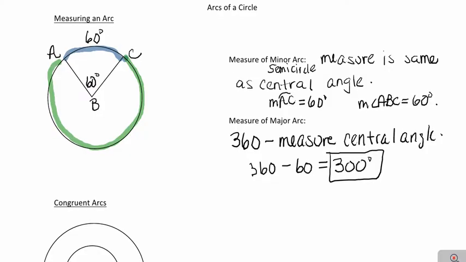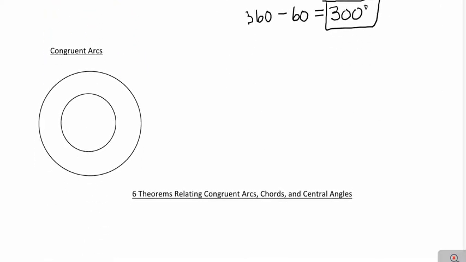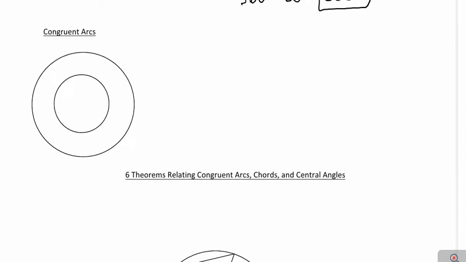The next thing we're going to talk about are congruent arcs. So two arcs are congruent if they have the same measure.